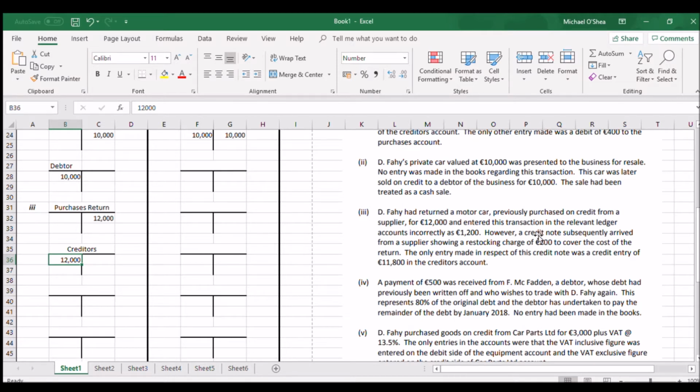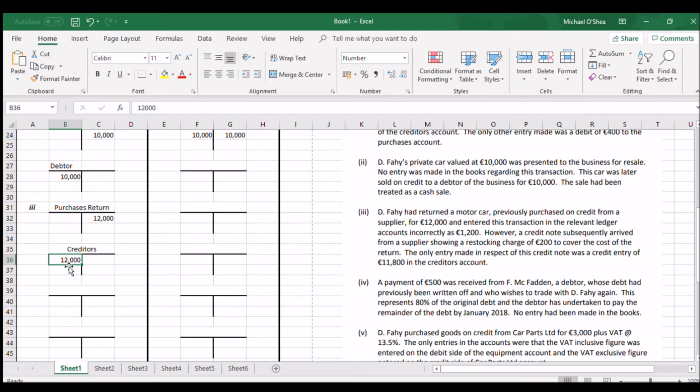What else should have happened? Second part of the question. Credit note subsequently arrived from a supplier. Credit note is an amount where we're returning money because of a sale return or purchase return from a supplier, showing a restocking charge of €200 to cover the costs of the return, and that's regarding the entry that was made. So credit note arrived showing the supplier charged €200 for returning the item.